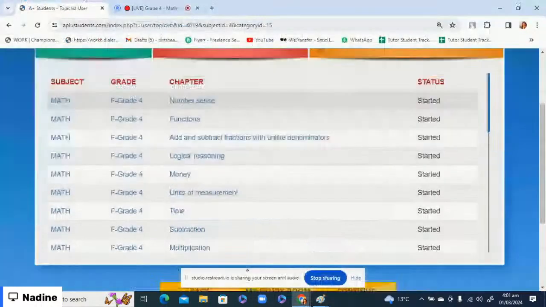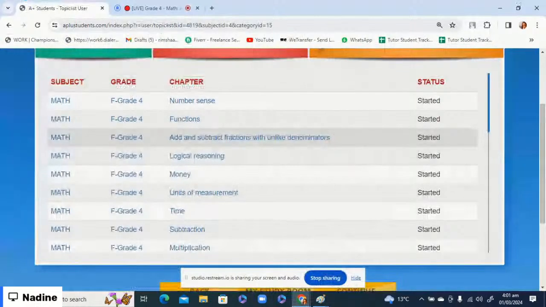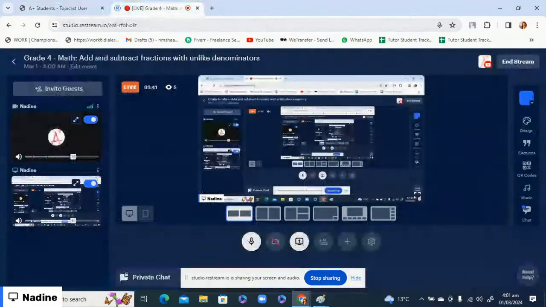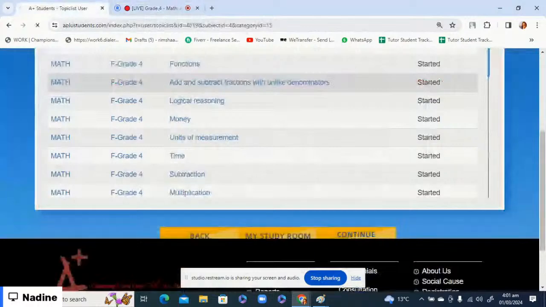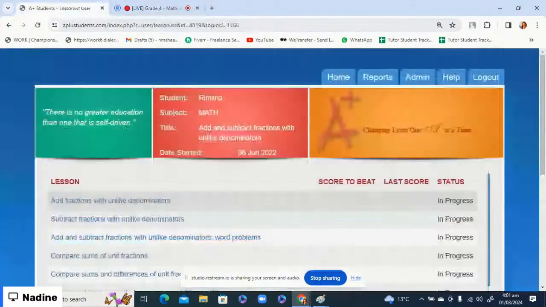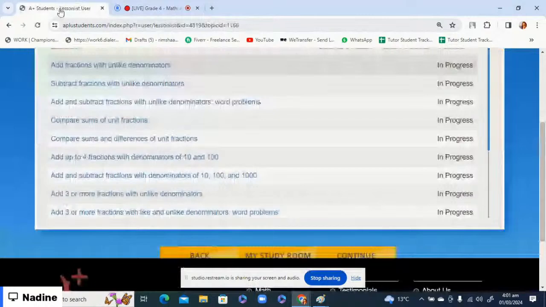So from A plus, then we are going to discuss here the grade 4, that is add and subtract the fractions with unlike denominators. Okay, let's open that chapter, and here are the lessons. So let's get started with the first lesson.